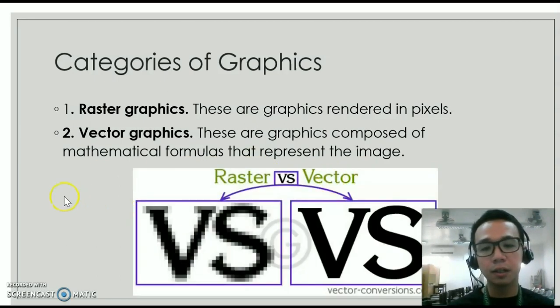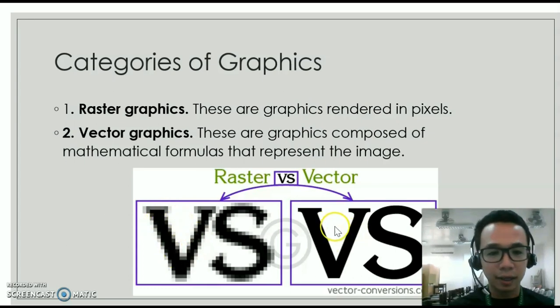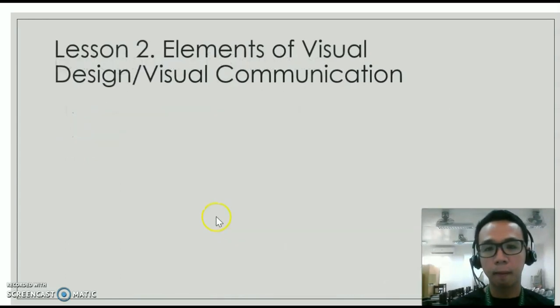So as we can see here in this example, raster versus vector. As you can notice in raster, when you try to zoom in on an image, you will see the pixels. Again, these are graphics rendered in pixels. So if you zoom in, you will see they're like squares. While in vector, it's still HD, or it's still clear, right? So see the difference of raster versus vector. Now that ends lesson one.